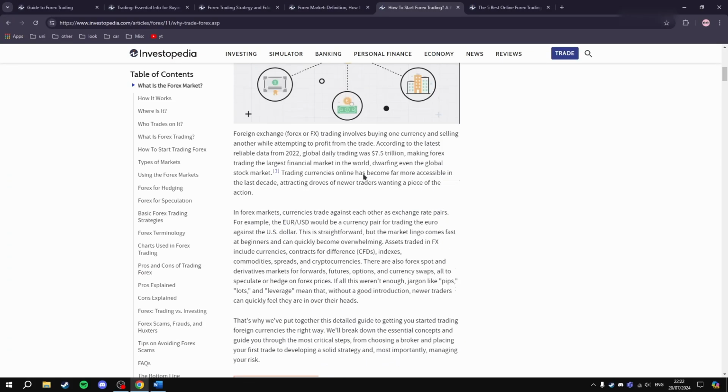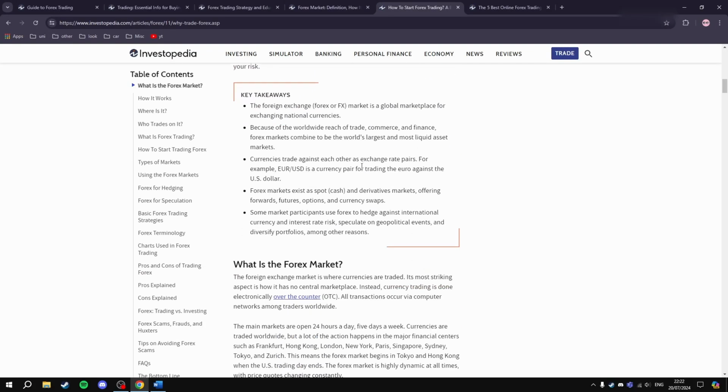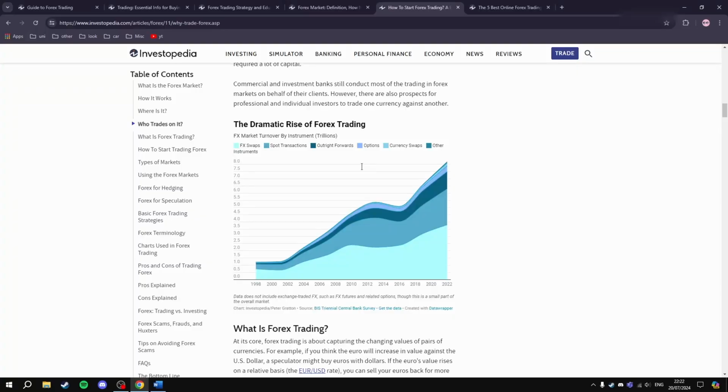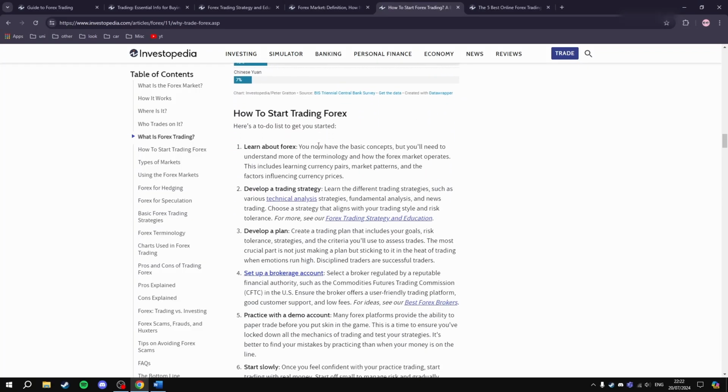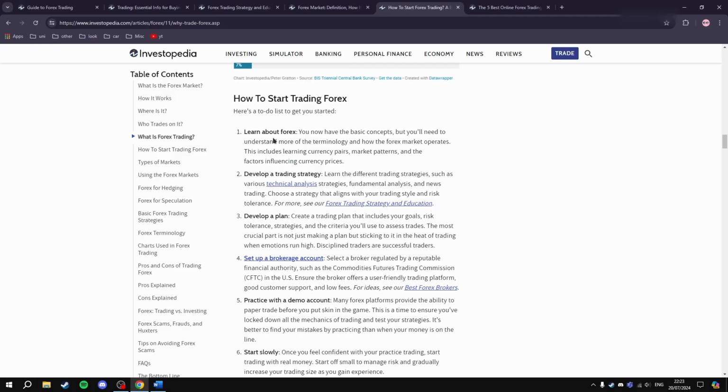So then we went through the second bit of this guide, I guess. We got up to how to start trading Forex. Let's get started then. Here's a to-do list to get you started. Learn about Forex. You now have the basic concepts, but you'll need to understand more of the terminology and how the Forex market operates. This includes learning currency pairs, market patterns, and the factors influencing currency pairs.